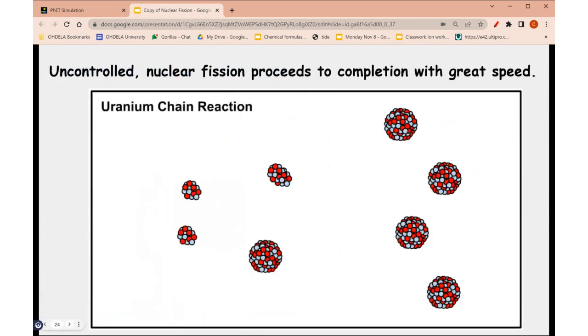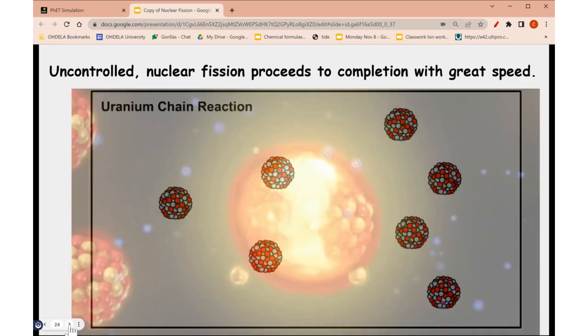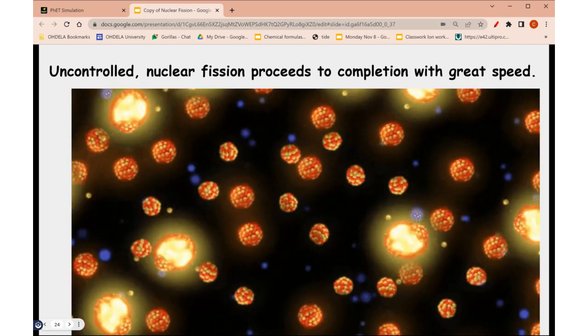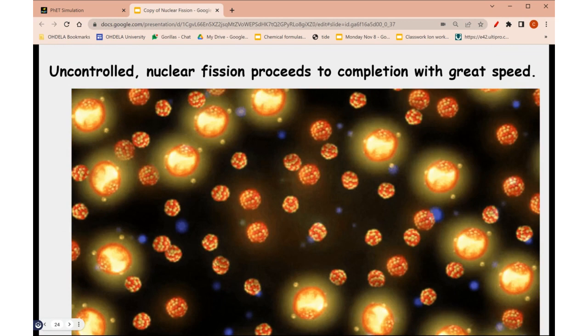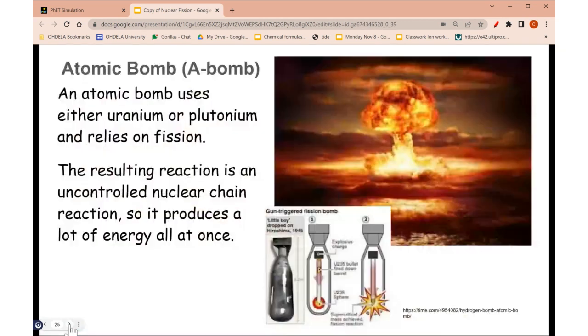So here's an example. They have a chain reaction here, showing you those. Uncontrolled nuclear fission proceeds to completion with great speed. Now, in an atomic bomb, we use uranium or plutonium and rely on fission. The resulting reaction is an uncontrolled nuclear chain reaction, so it produces lots of energy all at once.